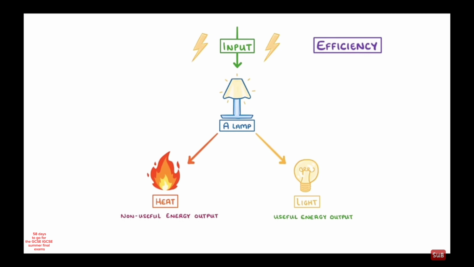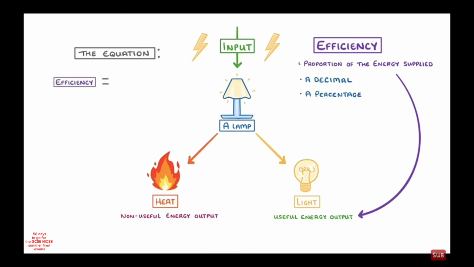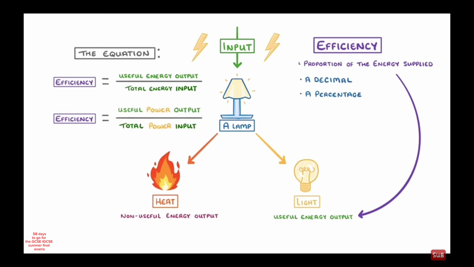The efficiency of a device like this is just the proportion of the energy supplied, so the input energy, that's actually transferred into the useful energy output, so transferred into light energy. When it comes to your exams, you'll need to be able to calculate the efficiency of a device as a decimal or a percentage by using the equation, which is efficiency equals useful energy output divided by the total energy input. Or if you're using power, then its efficiency equals useful power output divided by total power input.